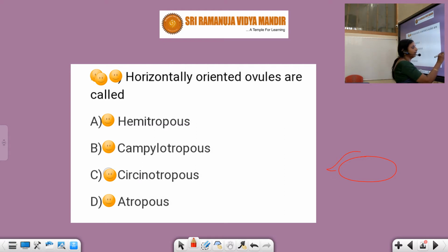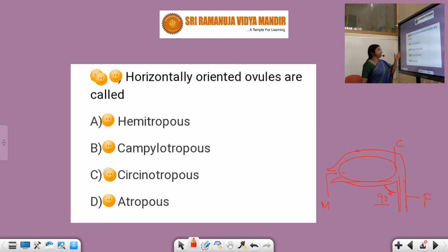This is the body and this part is called micropyle, M for micropyle, and the back of this is called chalaza, C for chalaza, and the body bends at a right angle to the stalk, which is called funiculus, F. So a 90-degree angle is formed, that is horizontal to the funicle. This type is called Hemianatropous ovule or Hemitropous. So let's see which is the answer. Again A is the answer here.